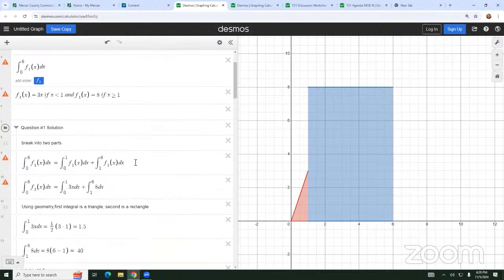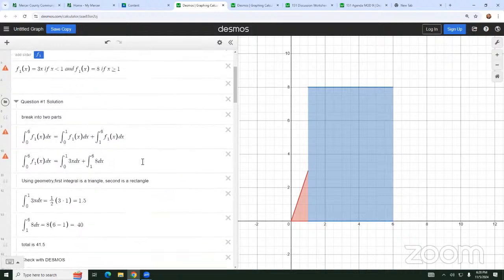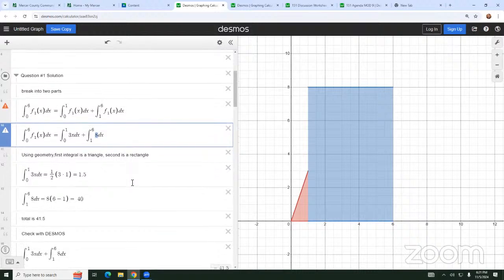So there's a few ways of doing it. I can do it using geometry. I can also break the integral up into the definite integral between 0 and 1, and the definite integral from 1 to 6. I can put the function 3x in for 0 to 1, and I put 8 in for the function from 1 to 6, because they're two separate functions, so I broke it up into two integrals.